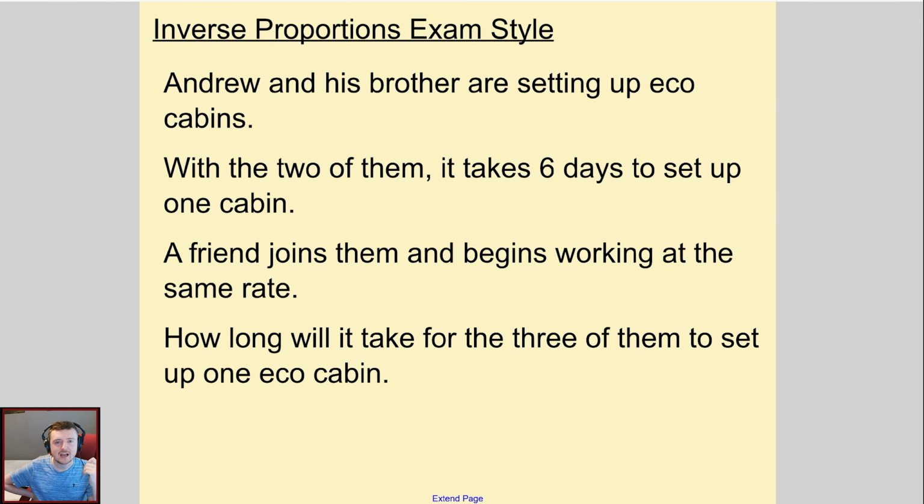Okay, so Andrew and his brother are setting up eco cabins. They're houses that run off solar power and things like that. With the two of them, it takes 6 days to set up one cabin. A friend joins them and begins working at the same rate. That's important because it means that everyone's working at the same speed, so you don't have to factor that in. How long will it take for the three of them to set up one eco cabin? So instead of 2 people, it's 3 people.